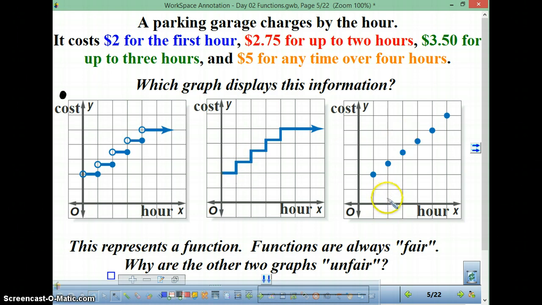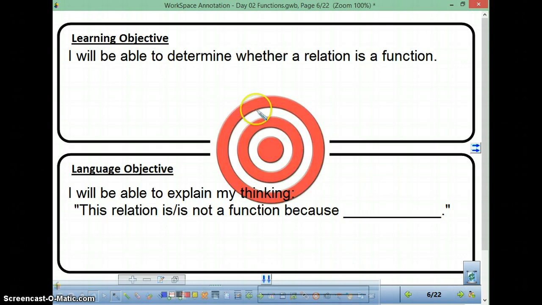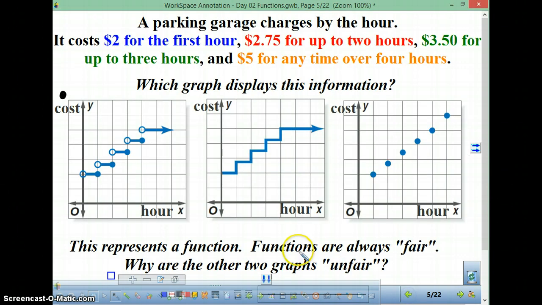How about here? What's wrong with this one? Well, obviously, if you stay an hour and a half, looks like you don't have to pay anything. So that can't be correct. Just want to let you know, this graph right here represents a function. Functions are always fair.